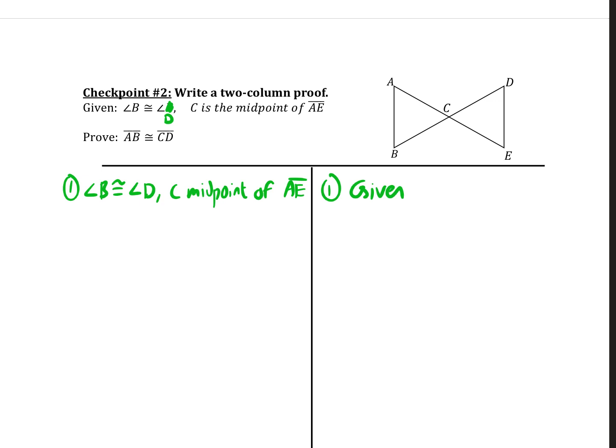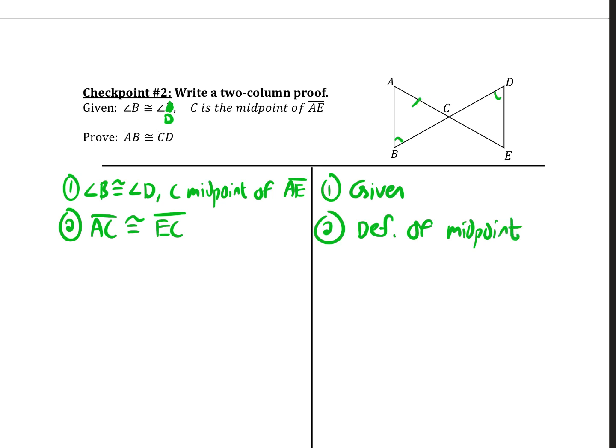All right, what comes next? We haven't done much of this, but is there any definitions? We do have a definition. What does the definition mean? So we know that B is congruent to D, and we also know that C is the midpoint of AE. So if C is the midpoint of AE, what does that mean? Well, that means that AC is congruent to EC. And the reason for that is definition of midpoint.